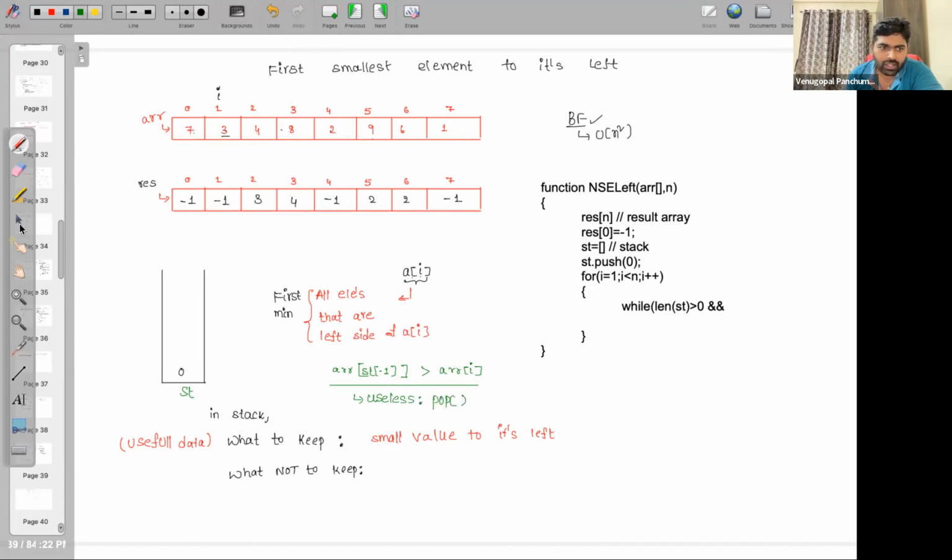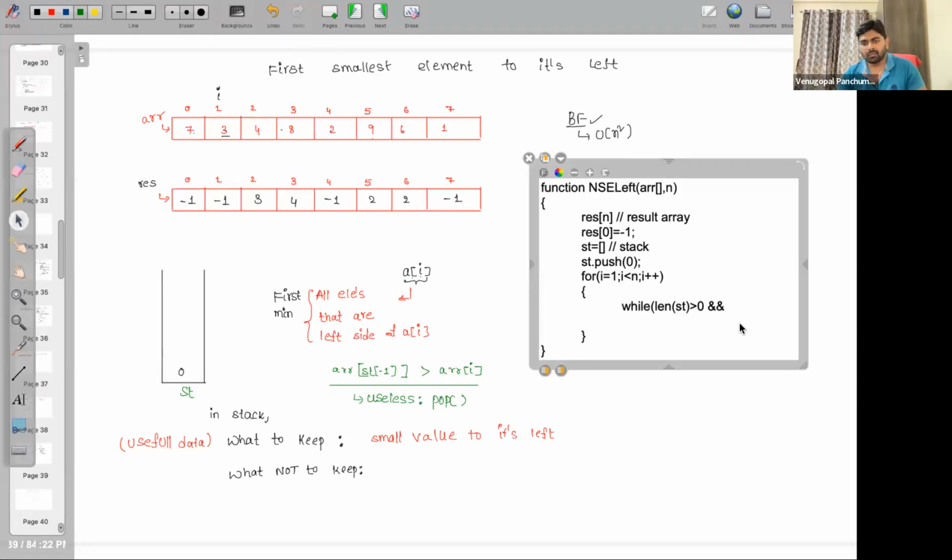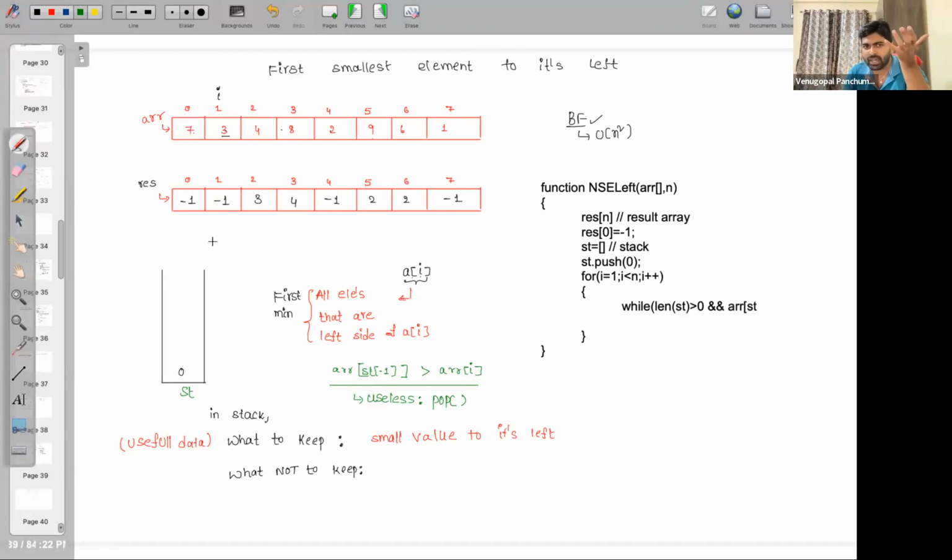Same condition, I'm going to write it here. ARR of st of -1, you can also take equal to, friends. Assume duplicates are not there. For example, in the question, if duplicates are given and they're asking for strictly smaller, then you can include the equal to symbol also. That is up to you. It depends on the test cases.